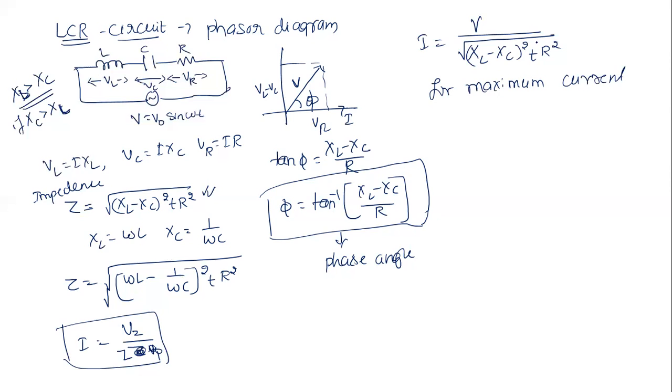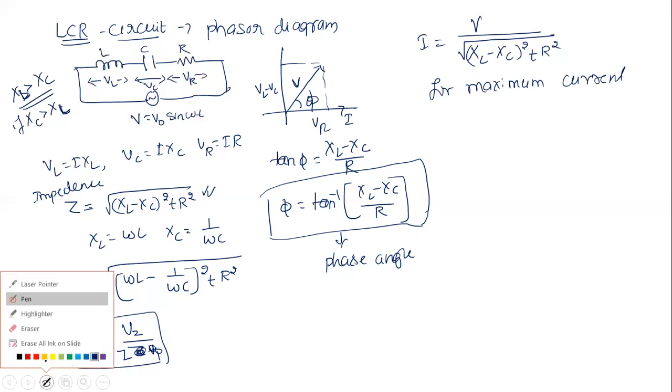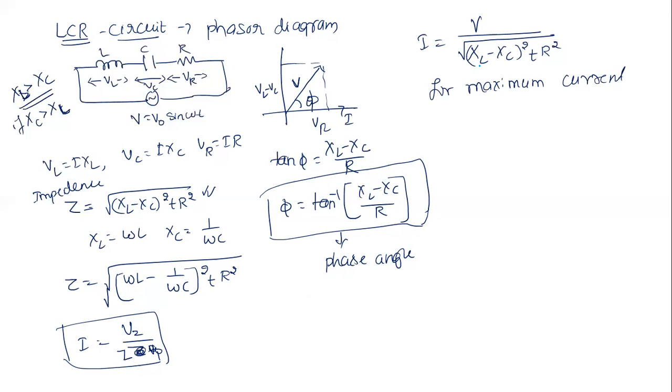We cannot remove circuit elements. So by adjusting the values of XL and XC, we can reduce the denominator so that the current will increase, because we cannot do anything with the resistance. So for the maximum value of current, XL must be equal to XC. This is what we call the resonance condition.